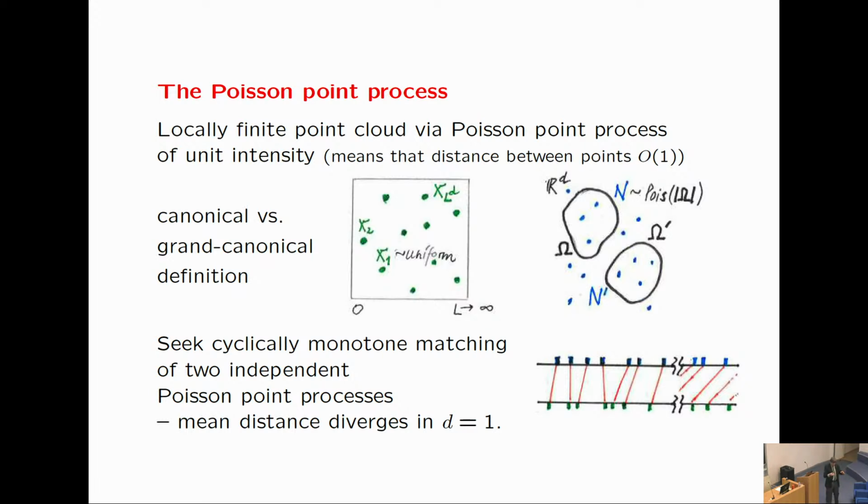Let's take L to the power D, which is the volume of the torus, independent points which are drawn from the uniform distribution on the torus. And let's look at this point configuration as I've indicated here. So that's a random point configuration of L to the power D points.